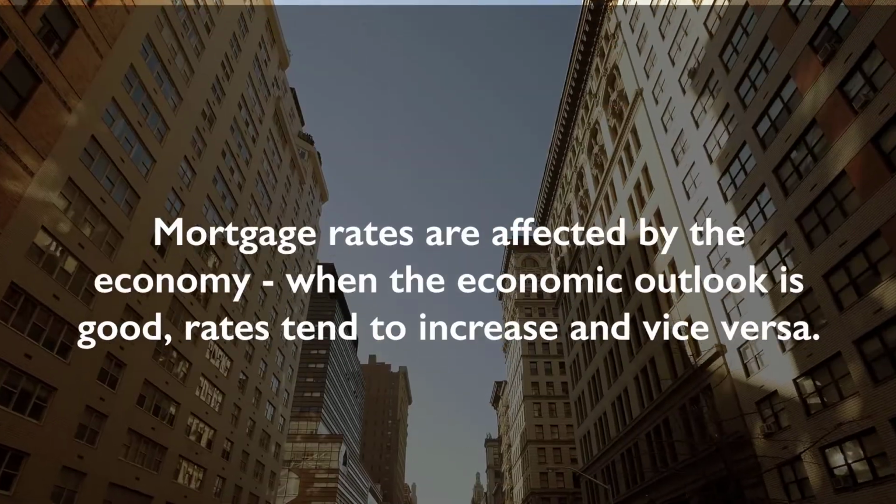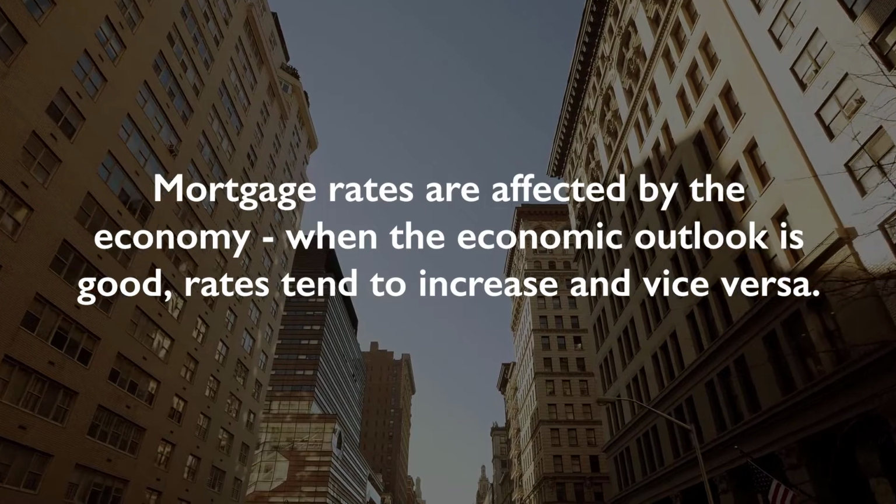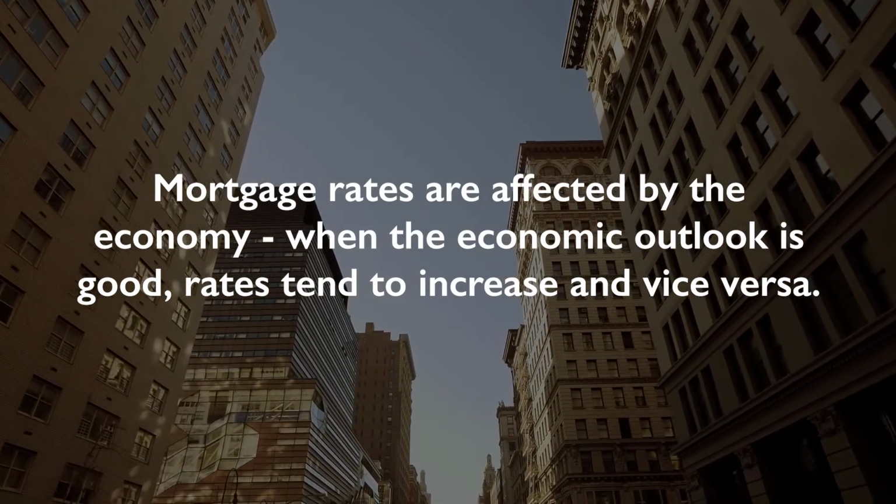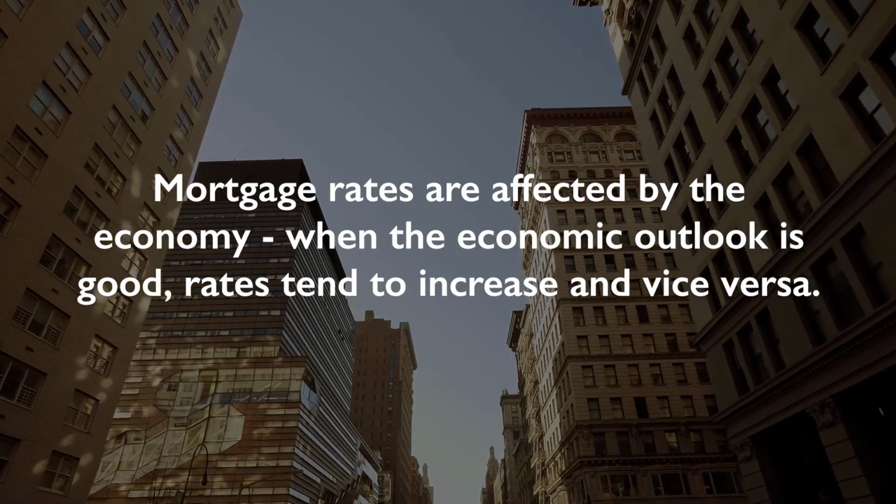Mortgage rates begin with the current market rates. So you may wonder how the market affects interest rates. Mortgage rates are affected by the overall economy. When the economic outlook is good, rates tend to increase, and rates fall when it's not so great. Mortgage rates are determined by many elements, including the inflation rate, the pace of job creation, and whether the economy is growing or shrinking. When the economy is doing well, borrowers can afford more.